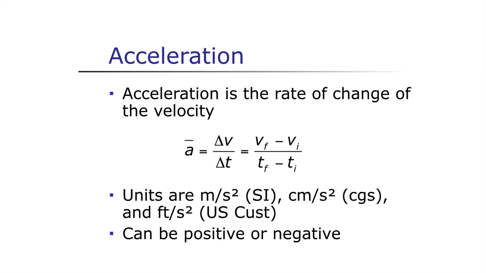So acceleration is the rate of change in velocity. If an object is speeding up, then it has acceleration. If an object is slowing down, it has acceleration. If an object is just moving at a constant velocity without changing its velocity, then its acceleration is 0. Then let's go ahead and try to solve some examples.